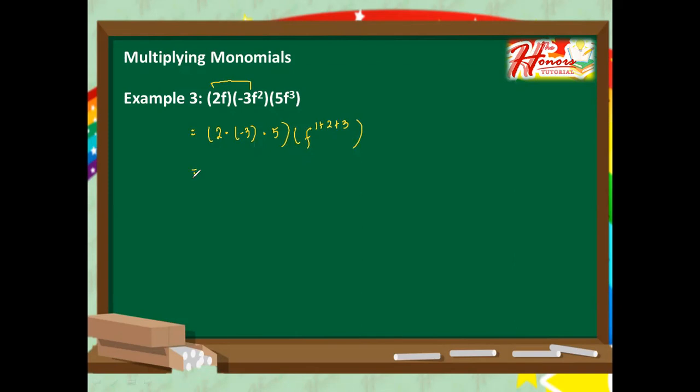So 2 times negative 3, that is negative 6, times 5, that's negative 30. So negative 30 f raised to 1 plus 2, 3 plus 3, that's 6. So this is the final answer for this example: negative 30 f raised to 6.